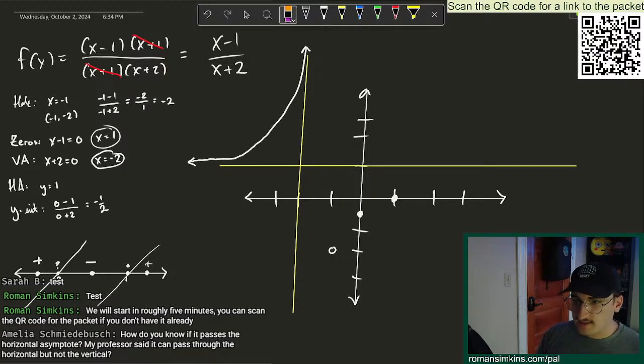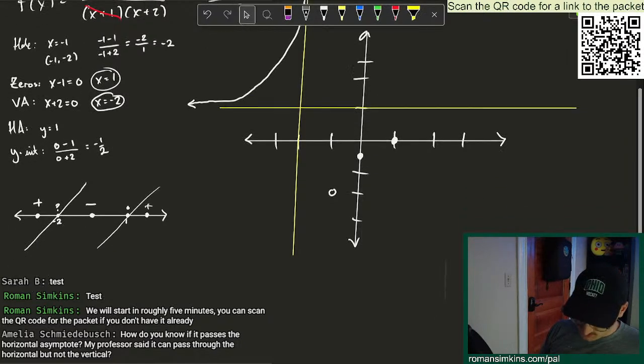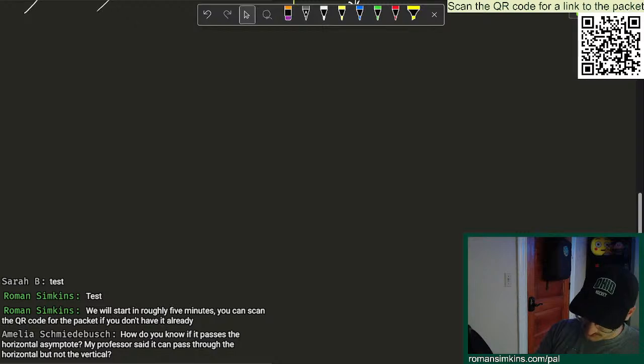How do you know if it passes the horizontal asymptote? My professor said it can pass through the horizontal asymptote, but not the vertical. Yeah, that's a really good question. I think I have one question in this packet that shows that off. I can pick that to go over next if you want to see how that looks. But right off the top of my head, let's briefly talk about this, and then I'll return to the problem.